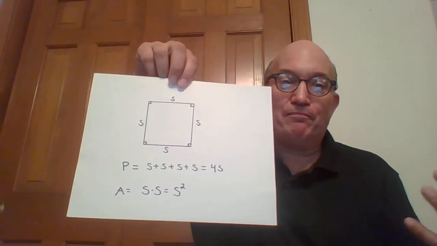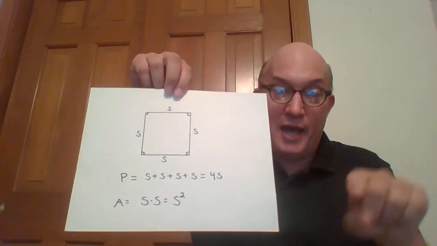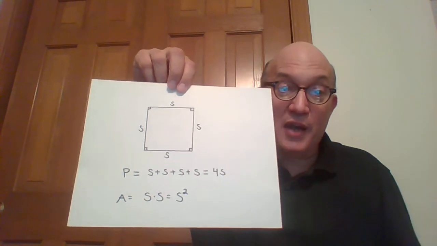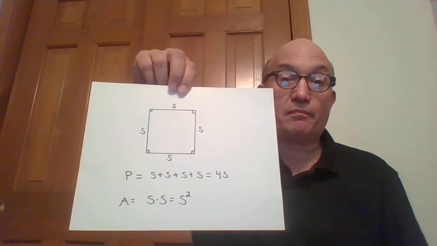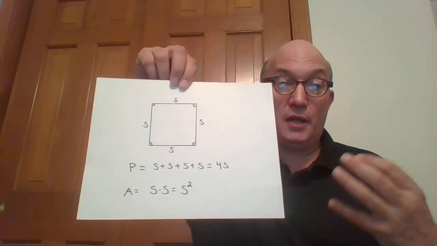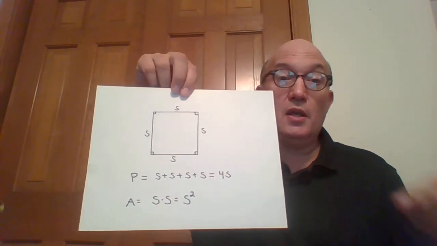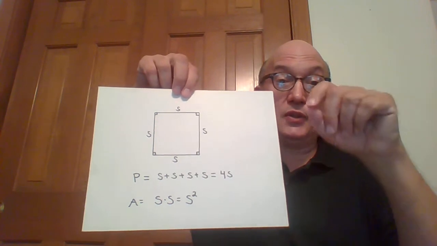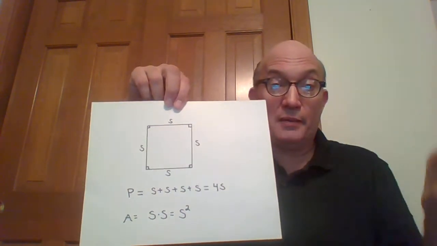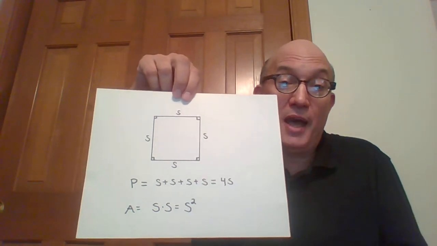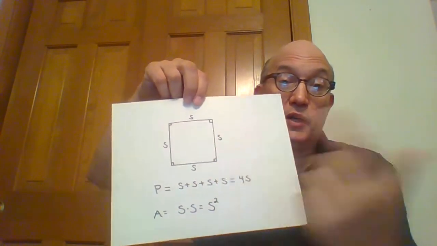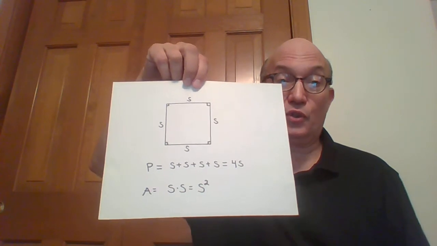And of course, the perimeter of the square would be S plus S plus S plus S, but that simplifies to 4 times S. And because the square is a rectangle, its area is length times width or base times height, but the length and the width both happen to be the same, and I'm calling them S. So the area of this square is S times S, or S squared.